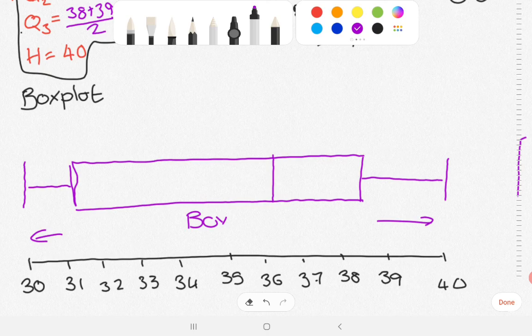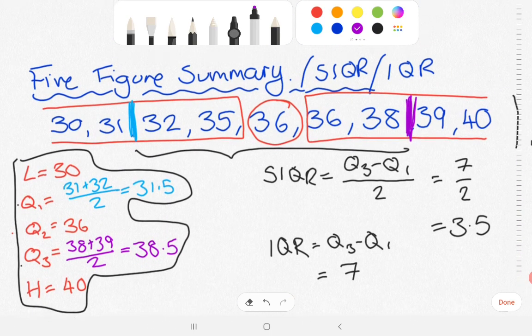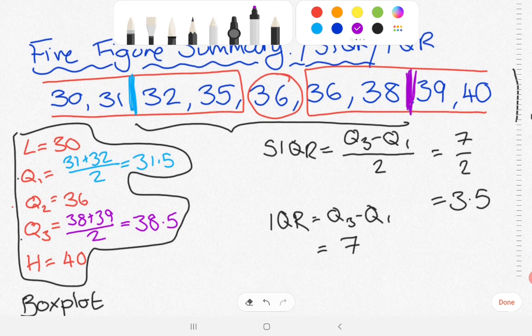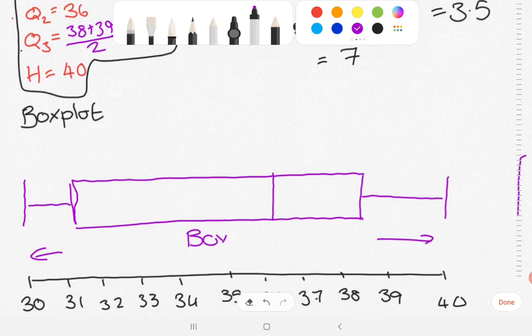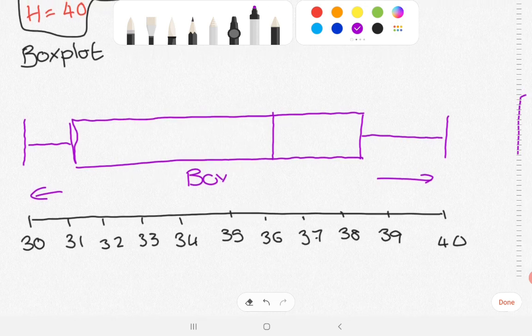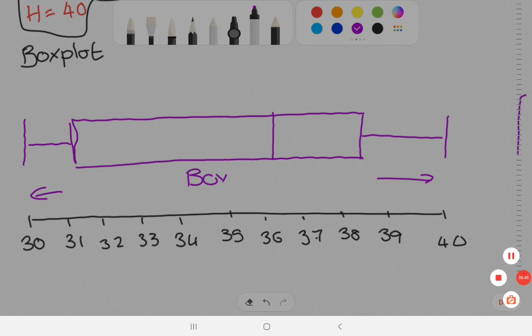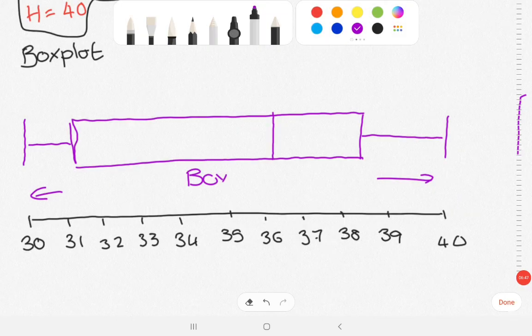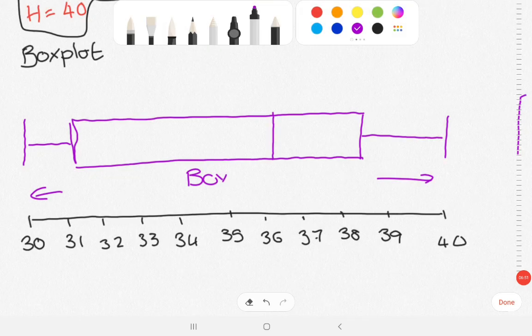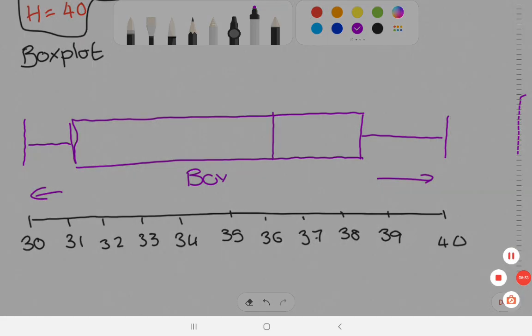Okay, so we've covered in this video how to get the 5-figure summary, how to get the semi-interquartile range, and the interquartile range itself, and also how to use the 5-figure summary to draw a box plot. Now, it's only one example, so we can make up more videos and show you more if necessary. Just let me know. Okay, so we'll stop there, and good luck with the work, but let me know if you need any more videos or anything else that would help.